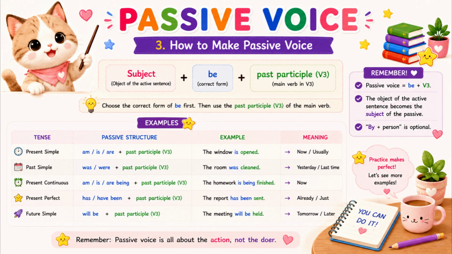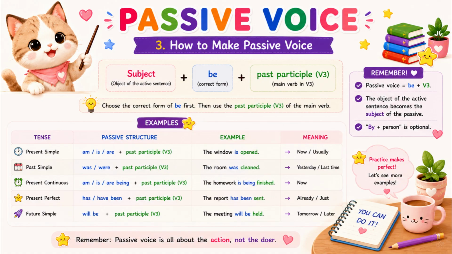Present simple. Am, is, or are plus past participle. Example, the window is opened. We use this for actions that happen now or usually happen. Past simple. Was or were plus past participle. Example, the room was cleaned. We use this for actions that happened yesterday or in the past.